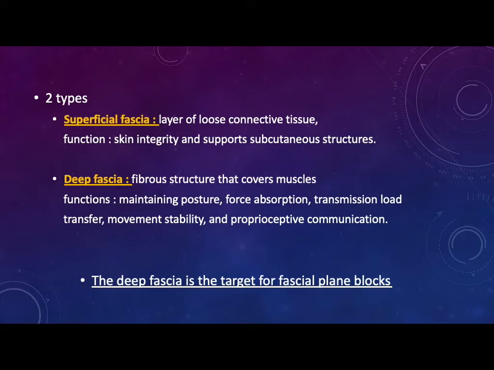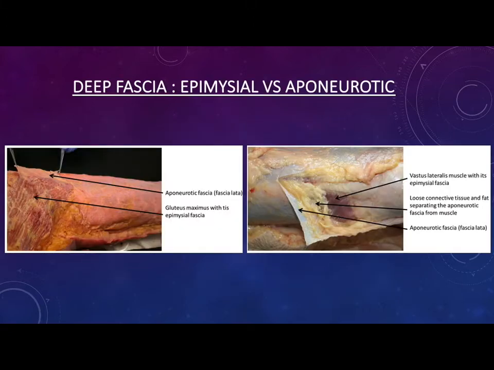So the target for fascial plane block is the deep fascia, which can be further divided into epimysial and aponeurotic. The epimysial, as we can see here, encloses the muscles and is very thin as compared to the aponeurotic here. The aponeurotic is thicker than the epimysial and it is separated from the epimysial by connective tissue and fat.